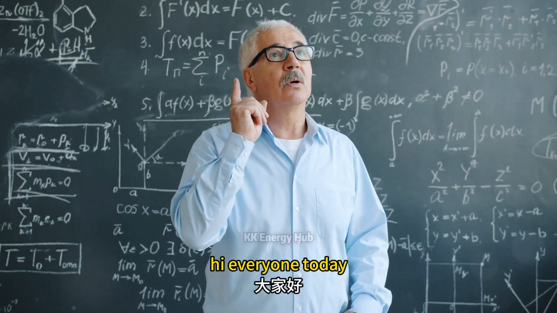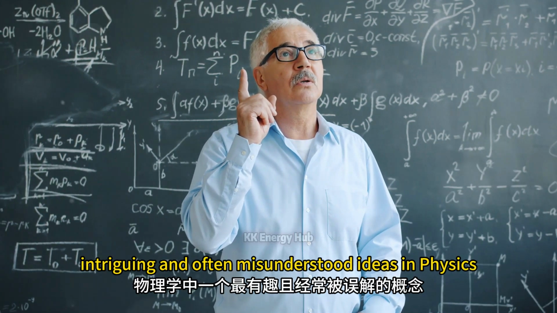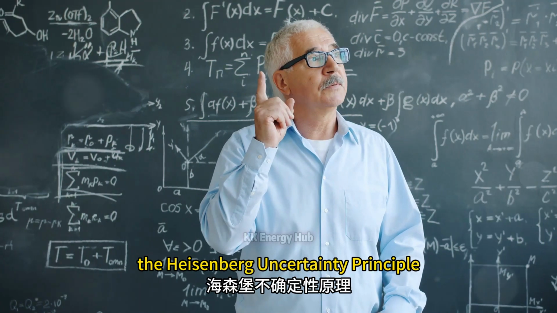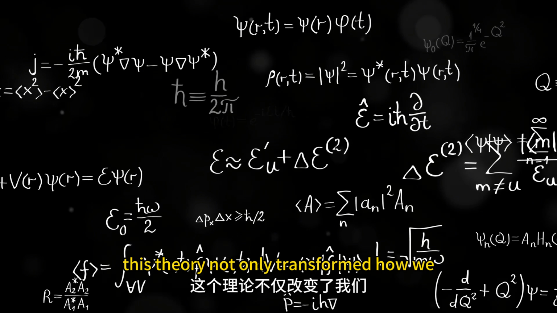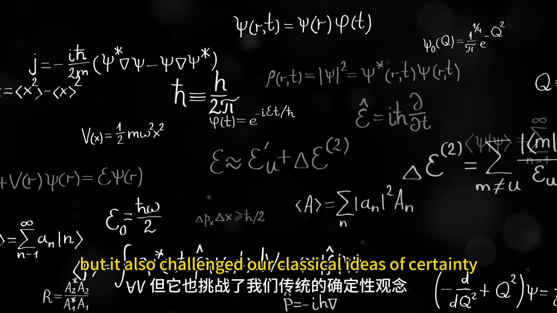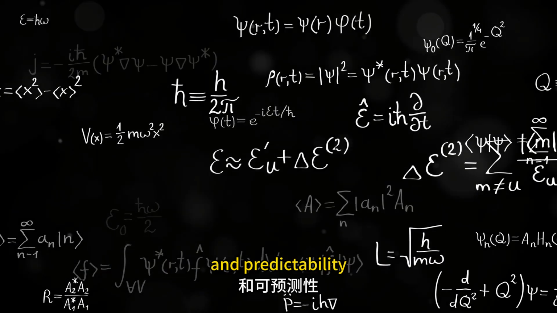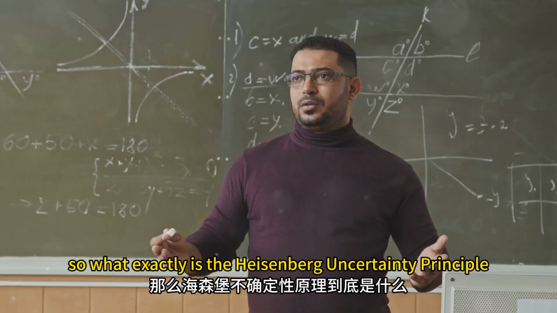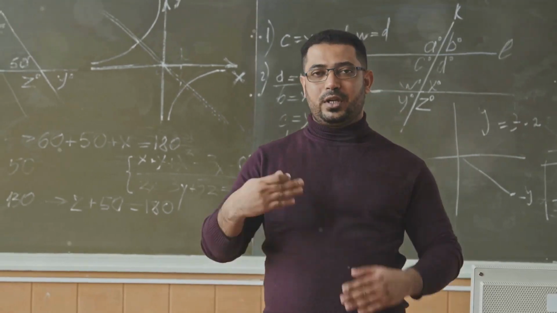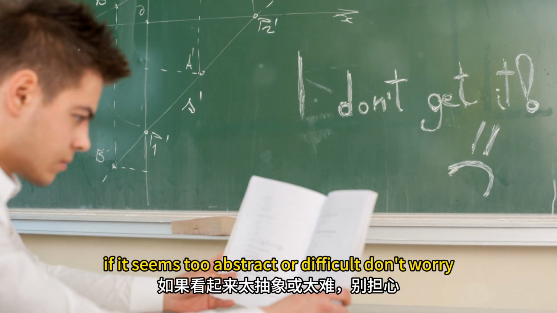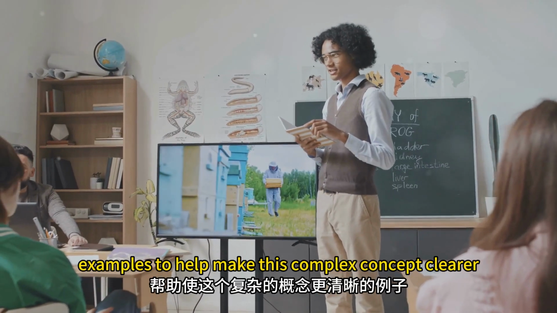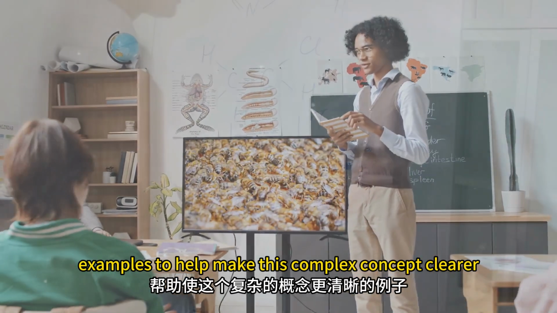Hi everyone. Today we're diving into one of the most intriguing and often misunderstood ideas in physics, the Heisenberg Uncertainty Principle. This theory not only transformed how we understand the quantum world, but it also challenged our classical ideas of certainty and predictability. So, what exactly is the Heisenberg Uncertainty Principle? If it seems too abstract or difficult, don't worry. Today, we'll peel back the layers, using simple examples to help make this complex concept clearer.